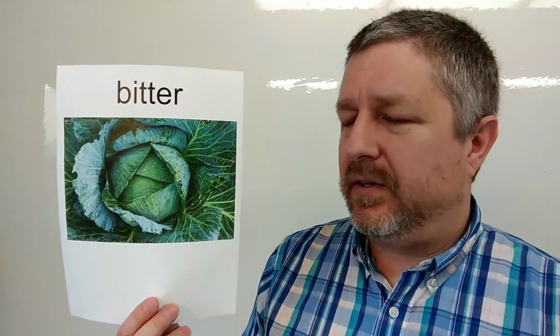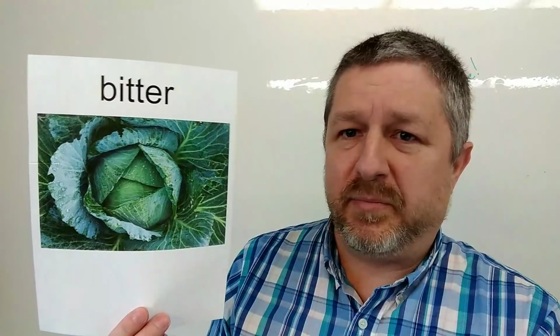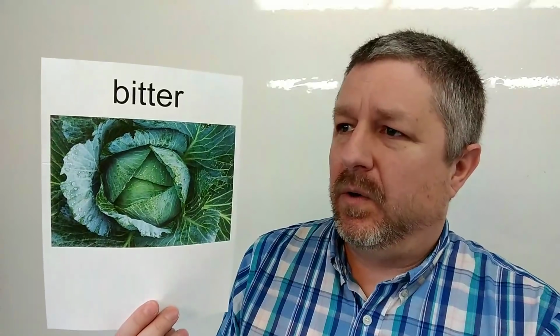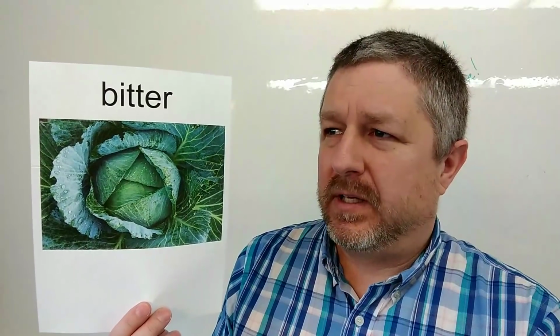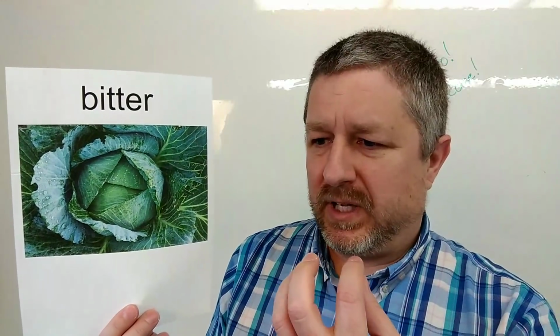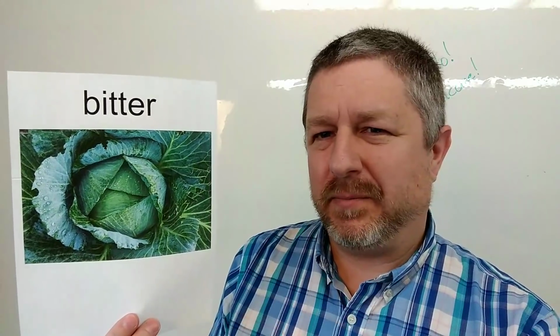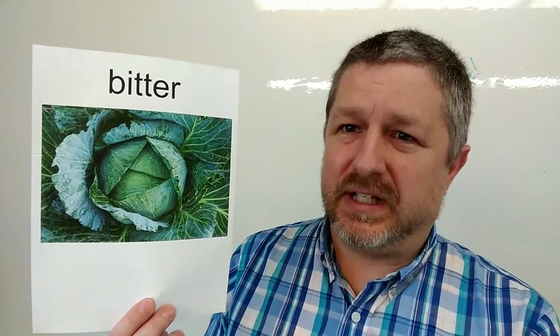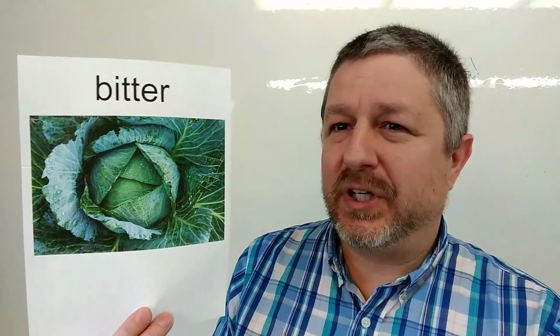This one's a little bit harder to describe, but something can taste bitter. So I usually think about cabbage, something like a vegetable that is astringent. That's a pretty big word for you guys, but it's a bitter taste. It's a little bit different than sour, but it's pretty close. So bitter, something like cabbage.